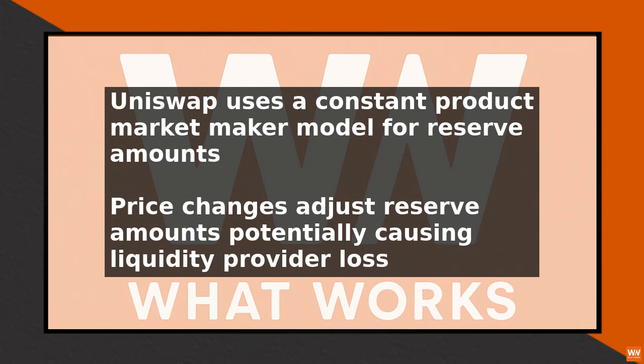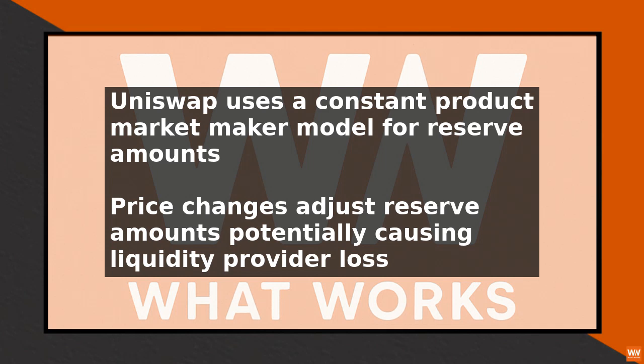The key concept to understanding impermanent loss is the difference between the value of the assets in the pool and the value of the same assets if they were held outside of the pool. When the price of an asset increases, the value of the assets in the pool does not increase at the same rate as the value of the assets held outside of the pool. This difference in value is the impermanent loss.